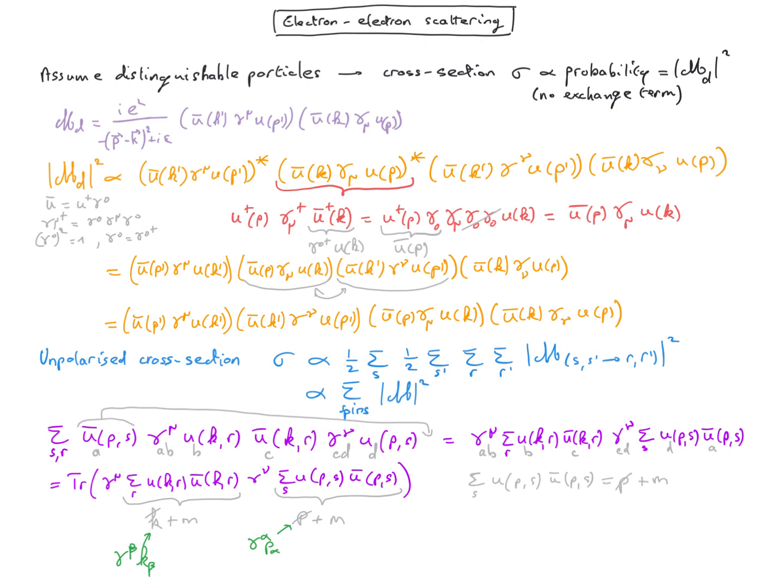So when we expand this product of K slash plus M and P slash plus M, we are going to have terms with different numbers of gamma matrices. And we see that we will have to calculate traces of products of 2 gamma matrices, 3 gamma matrices, and 4 gamma matrices. So therefore we need to develop the technology for calculating traces of products of gamma matrices before going further.